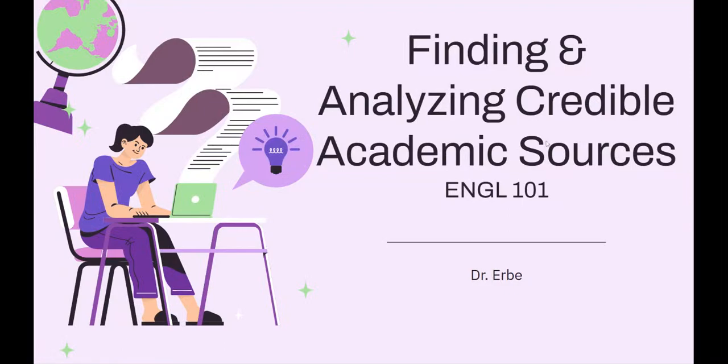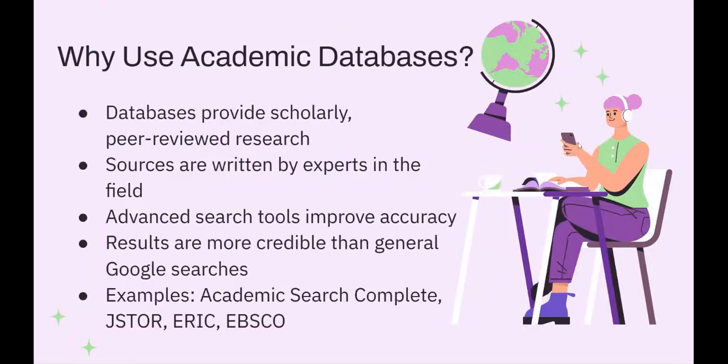Today we are going to review how to find credible academic sources using databases, as well as how to annotate them for analysis and connection to your argument. Academic databases are curated collections of scholarly work often found in school libraries. Unlike a Google search, databases filter out blogs, opinion pieces, and non-expert commentary that can cause bias, be incomplete, or simply not academic in nature.